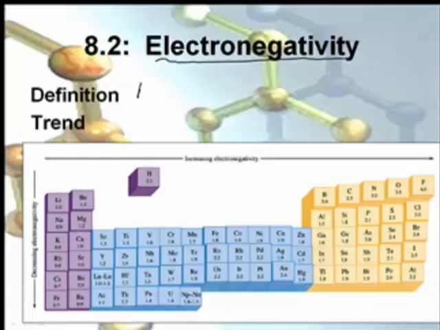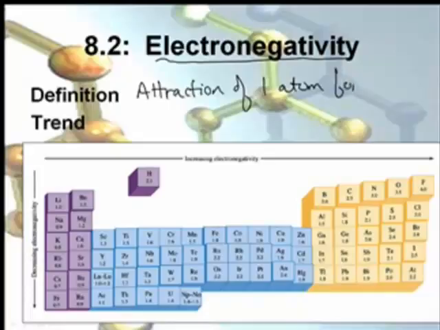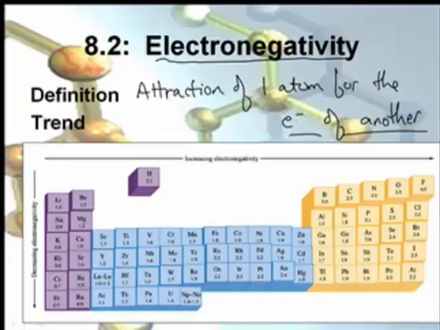It's how much something likes electrons, basically. So the attraction of one atom for the electrons of another. Yep. And as a side note, to have an electronegativity value, you have to be participating in a bond. You'll notice on this chart here, the noble gases are not listed. There is no value for the noble gases listed because, for the most part, they do not form chemical bonds. So we don't assign an electronegativity value to them.